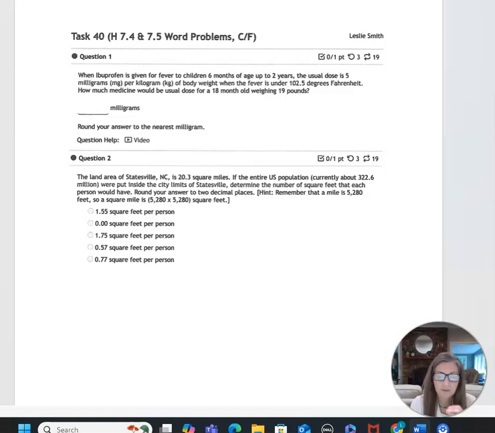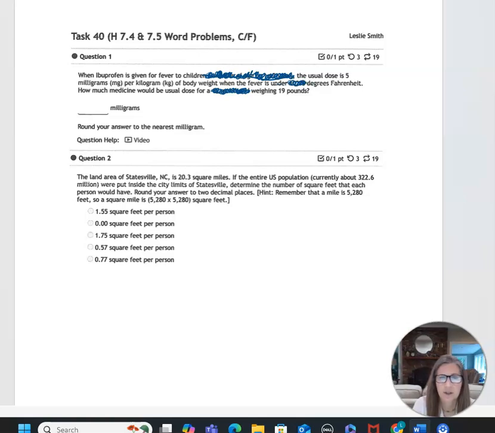Okay, there is a lot of information in this problem that is not necessary to answering the question. So the fact that the child is 18 months old really has no bearing. That just tells us that this child is within the range of this dosage. So this child is between 6 months and 2 years. So none of this is really important to our conversion problem. It says the usual dose is 5 milligrams per kilogram. Okay, that's important. When the fever is under 102. Okay, again, they're not really asking us what this child's fever is, so that's not important either.